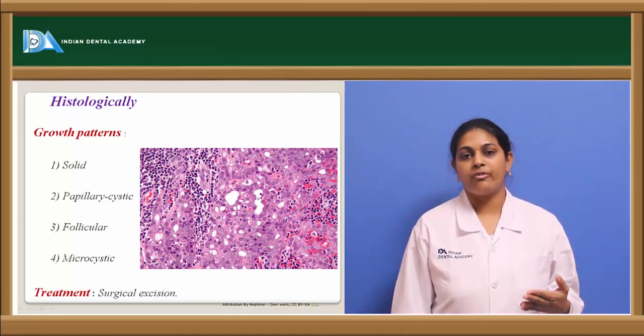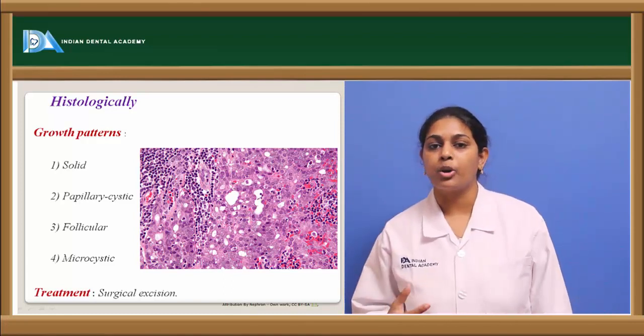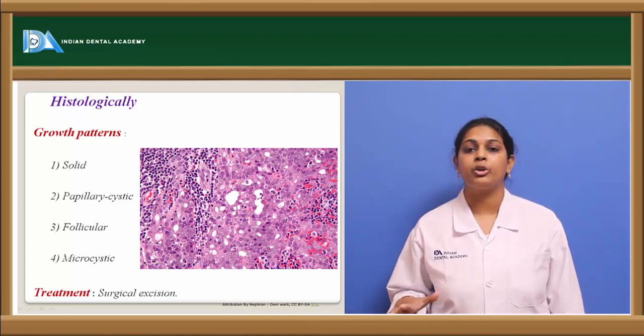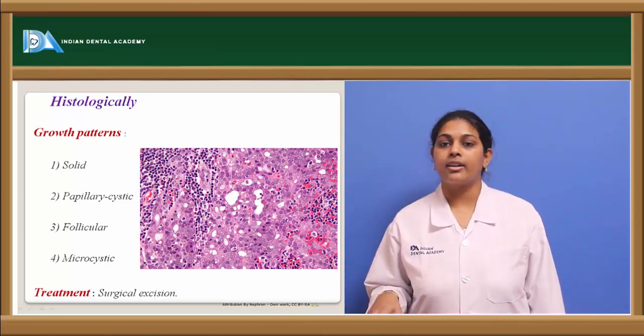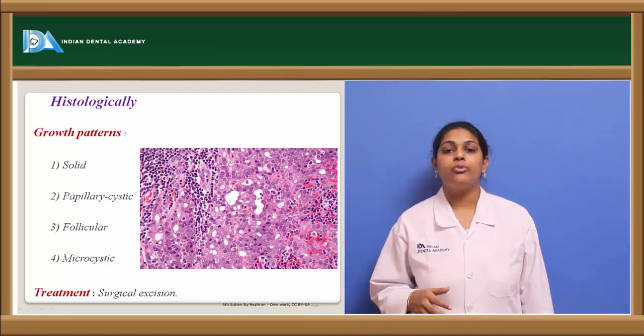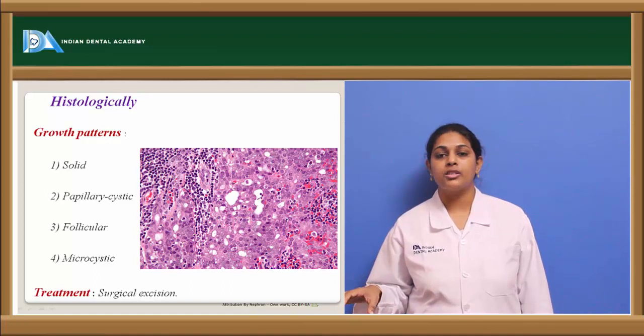The next type of pattern we see is the papillary and cystic pattern. That is, the neoplastic cells proliferate in the form of papillae or finger-like projections, and these papillae show many cystic-like spaces. On a histopathological slide viewed under a microscope, we observe these as clear spaces. So this comprises the papillary cystic pattern of acinic cell carcinoma.